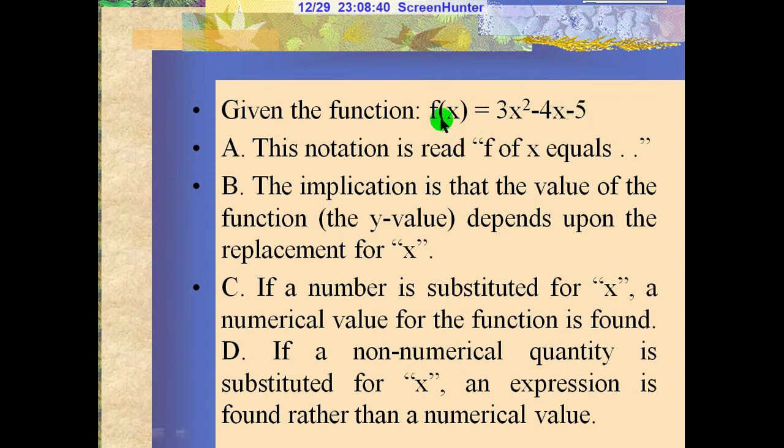Okay, this is a function. How can we read this? Function of x equals 3x square minus 4x minus 5. It means the value of the function, the value of y, depends upon the value of x. If we substitute any numerical value of x, we can find the value of the function, the value of y. But if we substitute any non-numerical quantity for x, we get an expression for the function of x or for y.